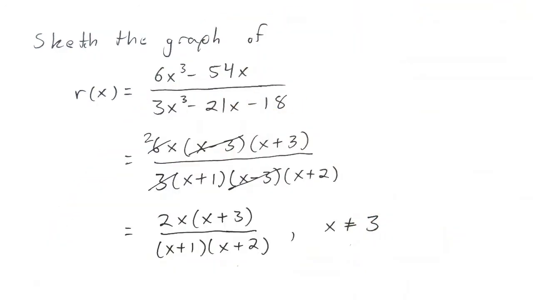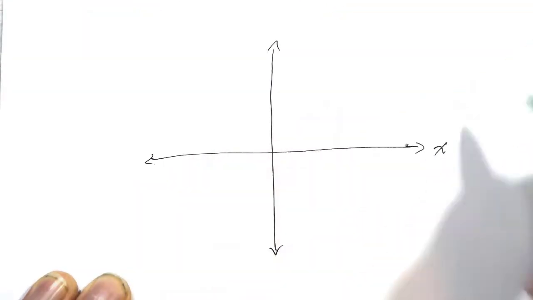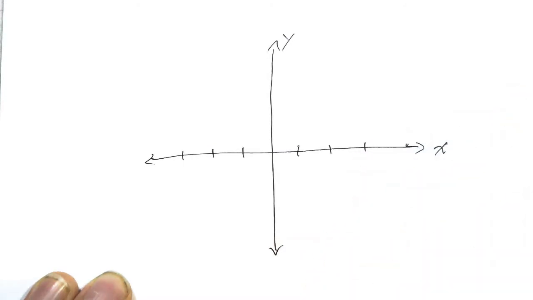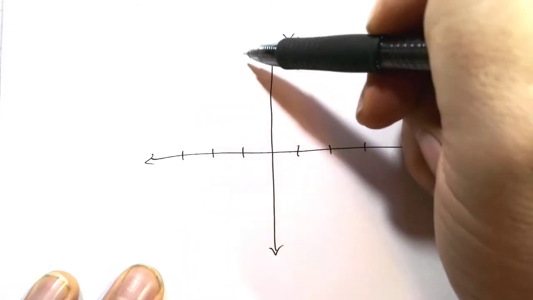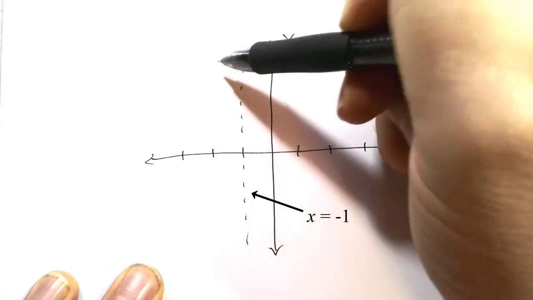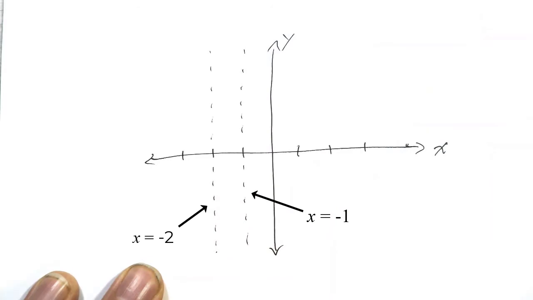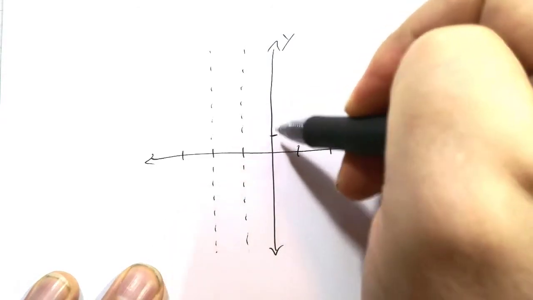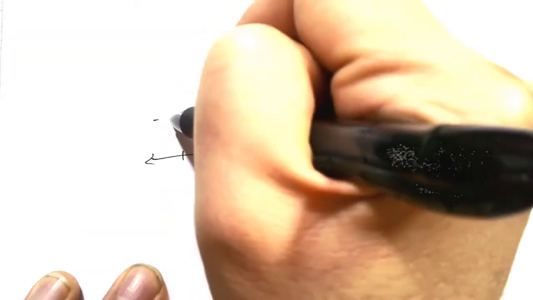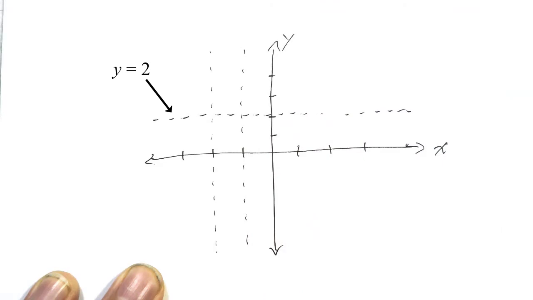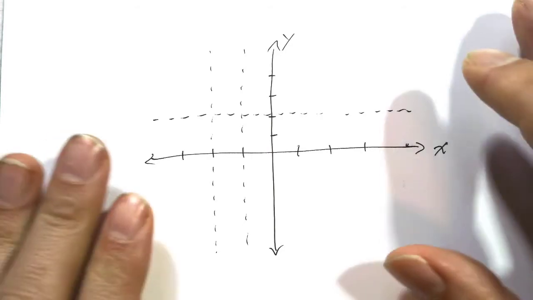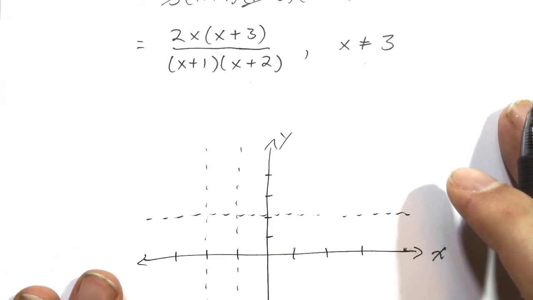Okay, so let's put all this together and sketch the graph of our function. We said we had a vertical asymptote at x equals -1 and at x equals -2. So there are my vertical asymptotes. We said we had a horizontal asymptote at y equals 2. So right through here, there's the horizontal asymptote. Now, what does the function do in between? Well, now we're going to have to do a little bit more investigation. So let's go look at the simplified form up here and see what we can deduce.